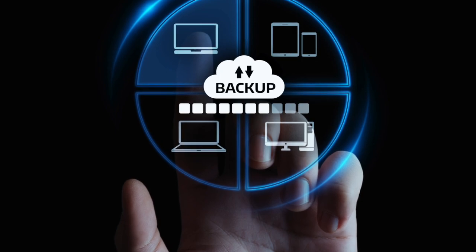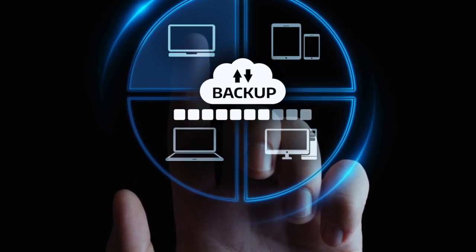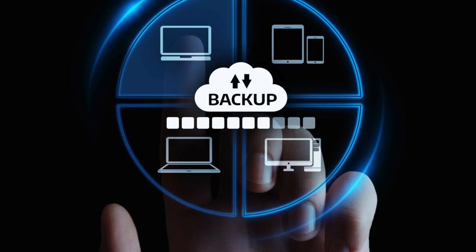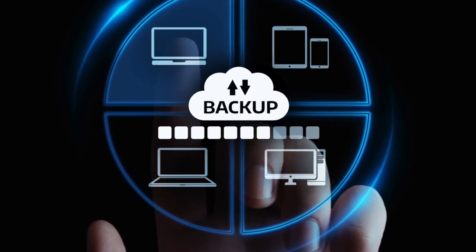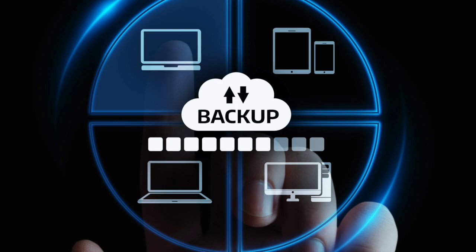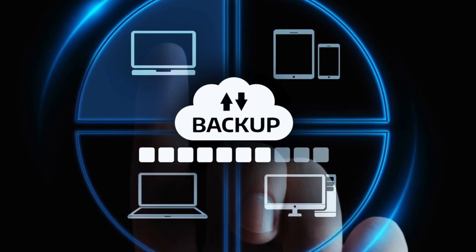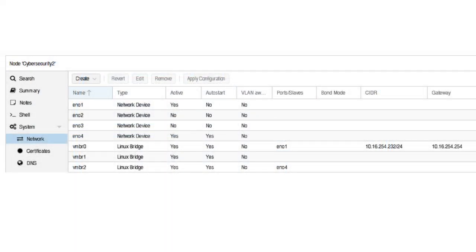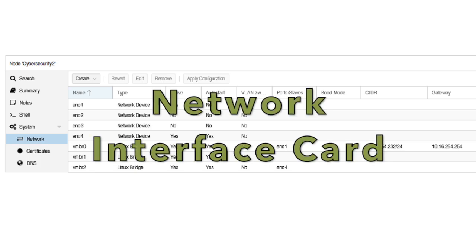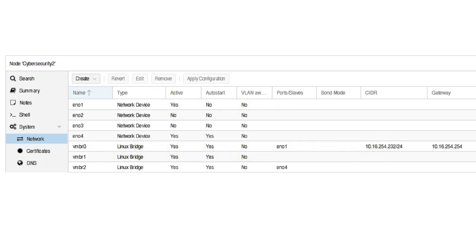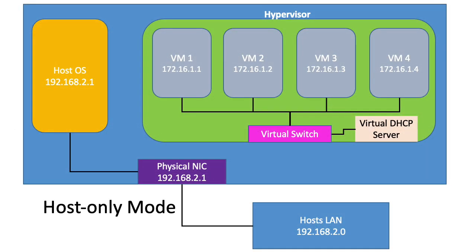VMs represent an investment of effort and time and can mean downtime if lost. To prevent this, consideration should be given to protection with regular backups or a redundant array of inexpensive disks, RAID array. The guest machines need some way to connect to the network. The host machine should have at least one network interface card that the hypervisor can use to provide this network access. Virtual machines can be configured with host only, network address translation, or bridged network access.